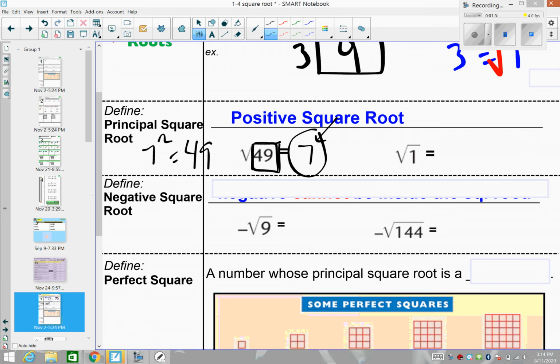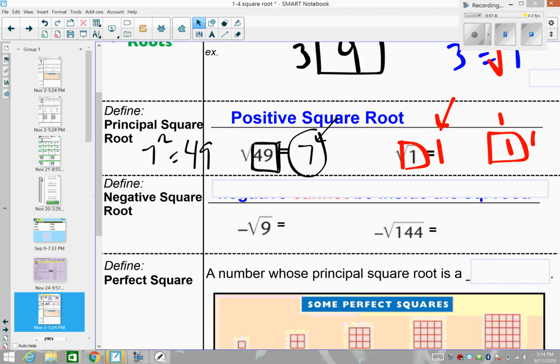Then, if we have the square root of 1, well, what are the side lengths if we have an area of 1? So 1 times 1. So the square root of 1 is just 1 because 1 times 1 equals 1. So we're just looking at squares and the sides of the squares today.